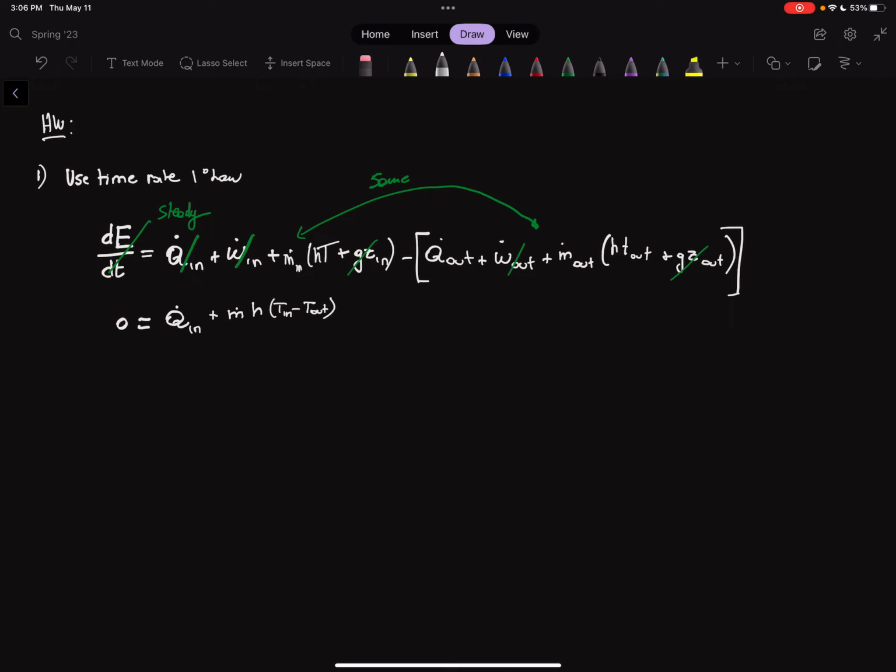This HT is changing because the TT is changing. This can then be written Q dot in equals m dot times HT out. So I'm going to write HT2 minus HT1, because in 1D flow we can replace everything that goes in by 1, since it is constant on this one plane, and the same for 2.